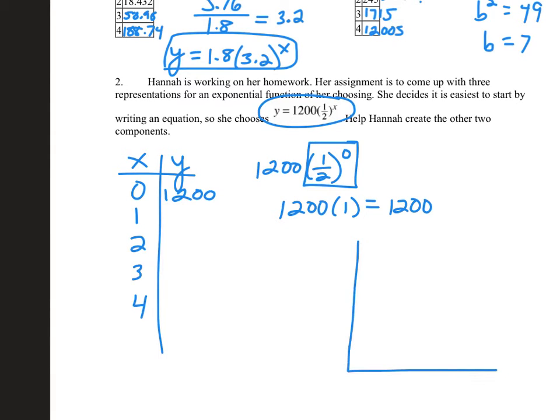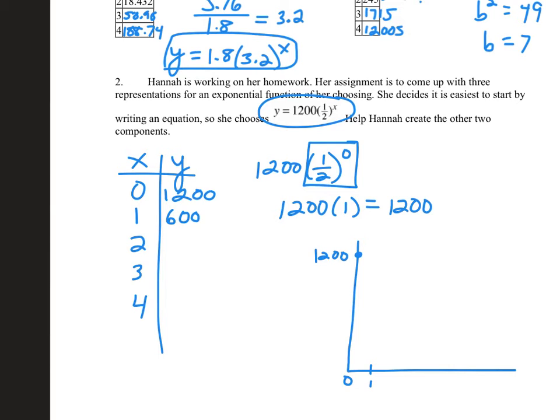Then I can go ahead and do a little sketch of the graph here. And let's call this 0, so this is 1200. There's our first point on the graph. Okay, plugging in a 1, I'm just going to do this one mentally. 1/2 to the first is 1/2, and 1/2 times 1200 is 600. And you can almost see the halving happening now.